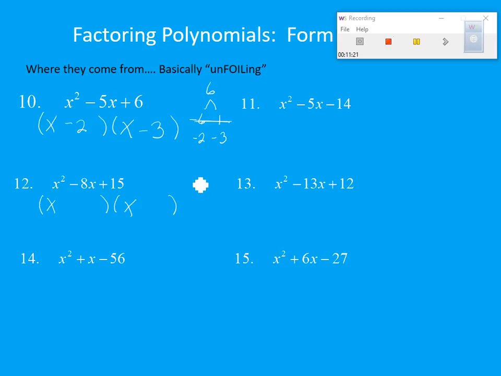I need two numbers that multiply to be 15, 1 and 15, 3 and 5. Fix it up to where you can make them add up to be negative 8. So negative 3 and negative 5.